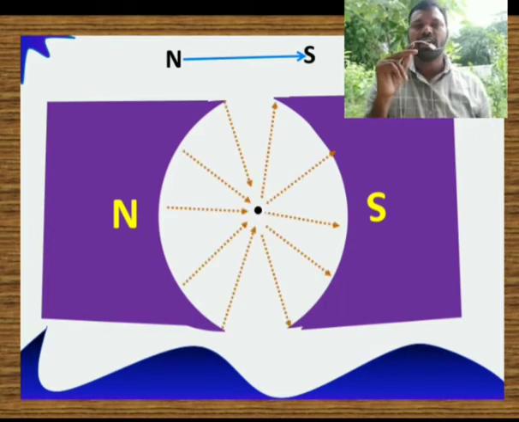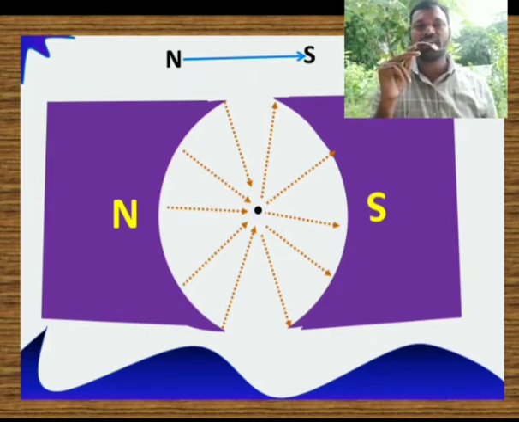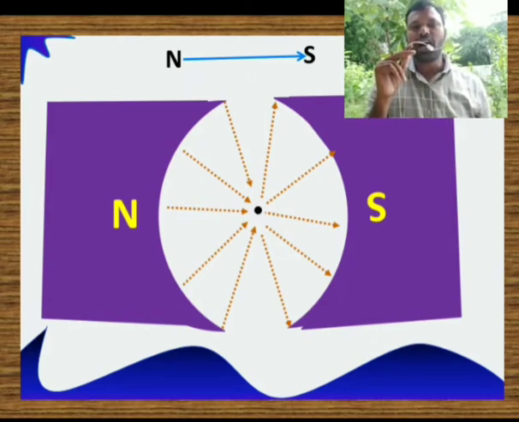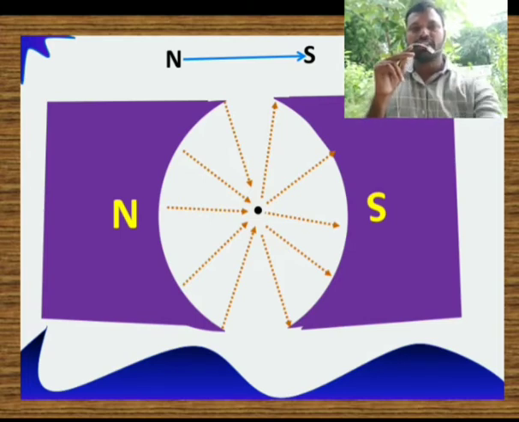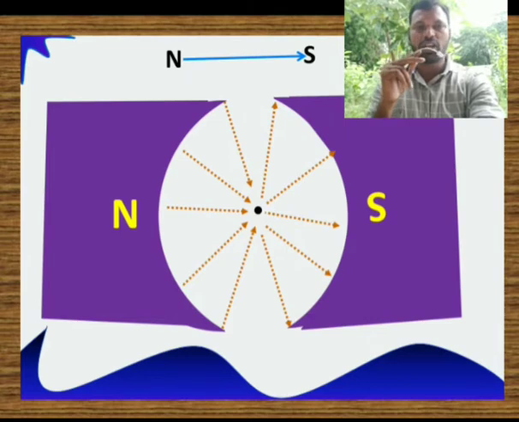That means everywhere the magnetic field is towards the center of the coil. That means the rectangular coil is always perpendicular to the magnetic field. This is the main advantage of the horseshoe magnet.